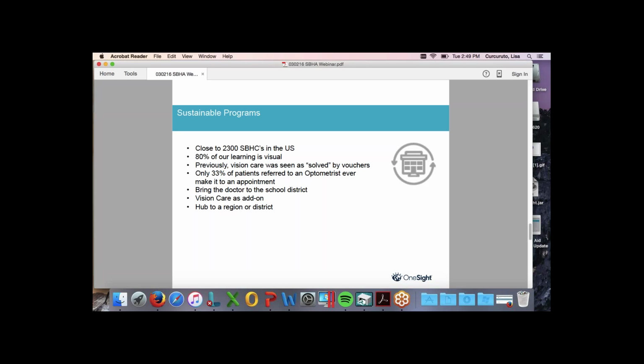Never make it there, 67%. And so we're saying 67% of children in our schools are not provided with the tools that they need to succeed best. 1% of what we learned is visual.